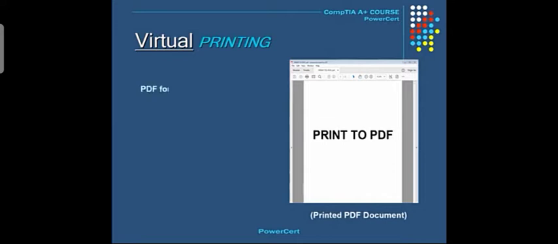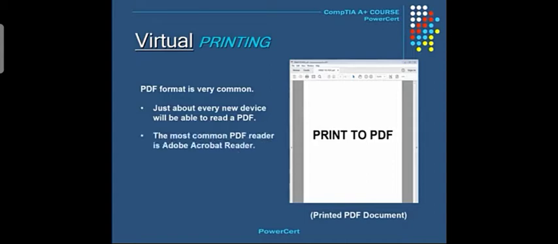Because the PDF format is so common, just about every new device on the market today will be able to read a PDF file without adding any additional software. But older devices may need additional software installed in order to read a PDF document. The most common PDF reader is Adobe Acrobat Reader, which is available free to download.